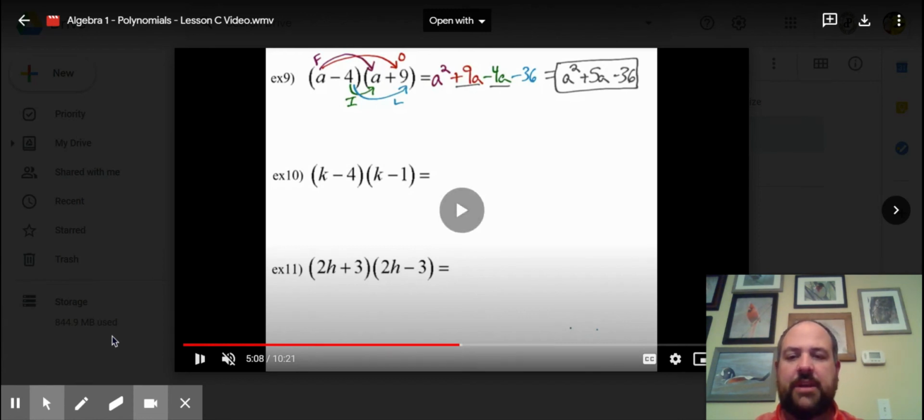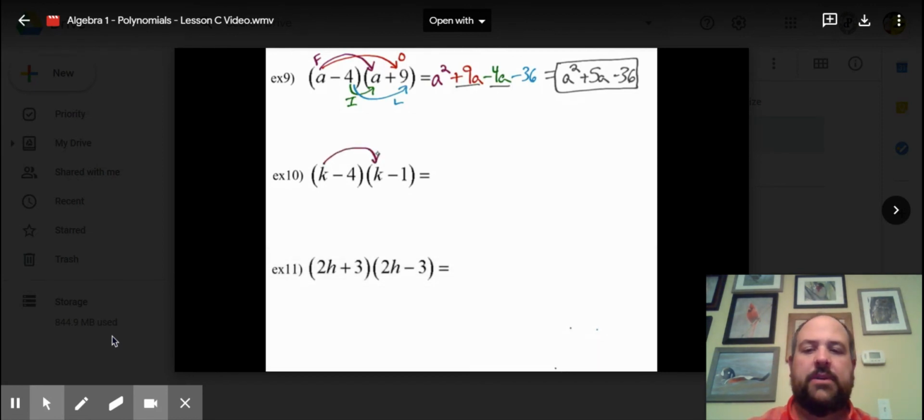All right, let's look at number 10. So on number 10, we have k minus 4 times k minus 1. First multiplication, still k times k, that's k squared. My outside in this case is going to be k times negative 1. That's going to become minus k, or negative k. Then the inside is negative 4 times k. That's going to give me negative 4k, or minus 4k.